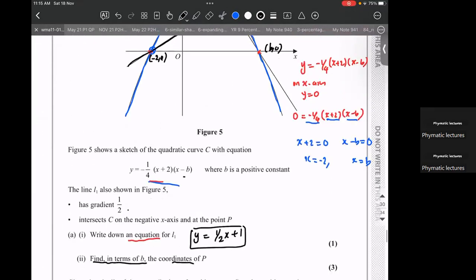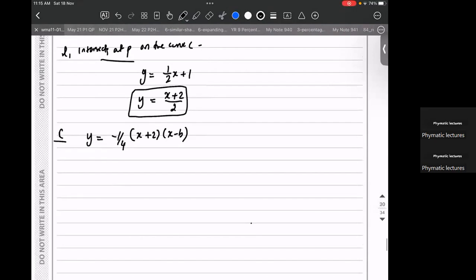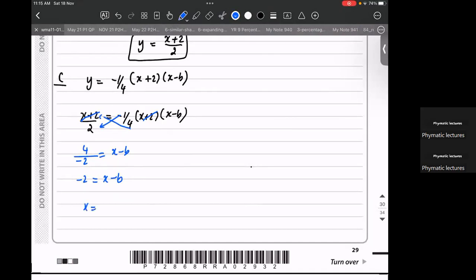Correct? We'll just cross check. Minus 1 by 4 times x plus 2 times x minus b. Since they are intersecting, we can equate both. So x plus 2 by 2 is equal to minus 1 by 4 times x plus 2 times x minus b. And from both sides, we can cancel off this x plus 2. And you bring this 4 and minus 1 to the respective sides. 4 divided by minus 2 is x minus b. So that means minus 2 is x minus b. Therefore, what is the value of x? You can bring minus b to the other side, so that we will get the answer minus 2 plus b. So the value of x is minus 2 plus b.